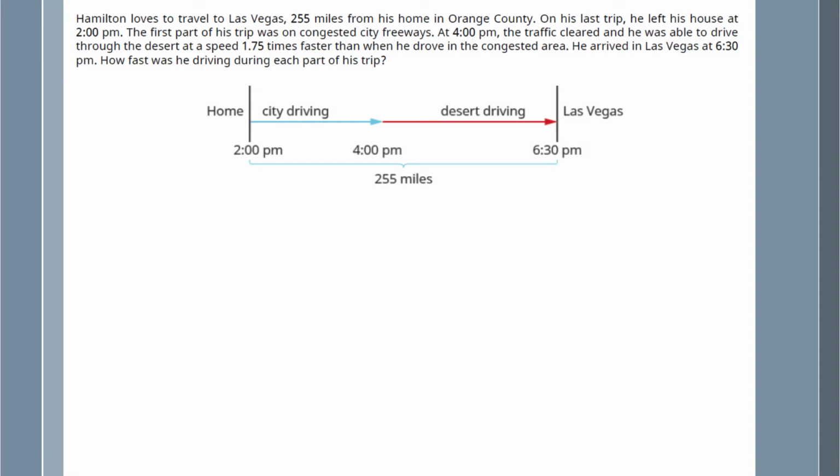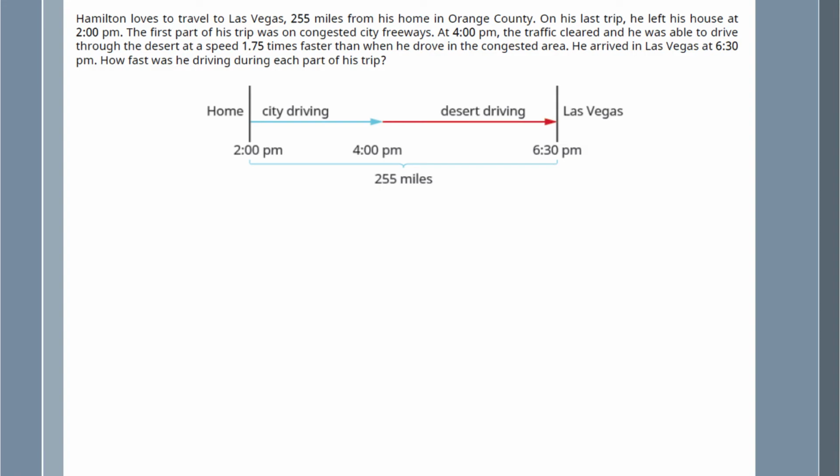Alright, ladies and gentlemen, last example here. Hamilton loves to travel to Las Vegas, 255 miles from his home in Orange County. It doesn't say California, but I was going to say Orange County, California. On his last trip, he left his house at 2 p.m. The first part of his trip was on congested city freeways.